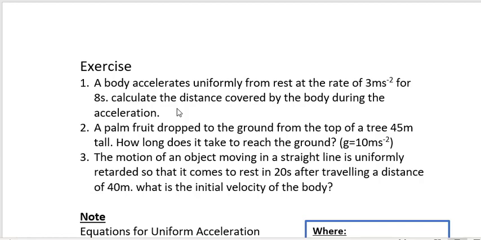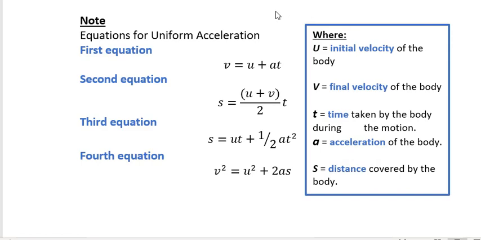So instead of us solving this question right now, we'll go straight to our notes first. From the note, we'll have equations for uniform acceleration. The first equation says v equal to u plus at. The second equation says s equal to u plus v all over 2 multiplied by t, that's time. The third equation says s equal to ut plus 1 over 2 at squared, and the fourth equation says v squared equal to u squared plus 2as.